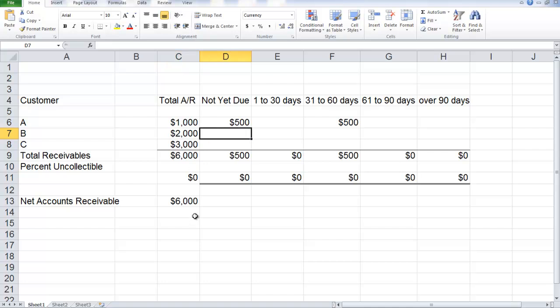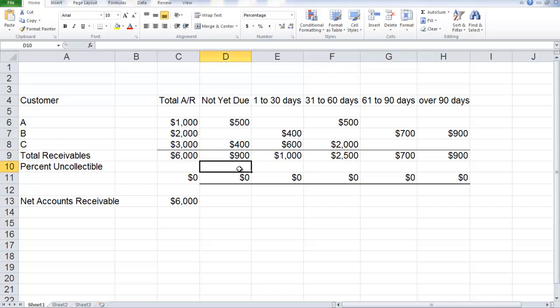Okay, so with customer B, $400 is 1 to 30 days late, $700 is 61 to 90 days late, and $900 is over 90 days old. Okay, then customer C has $400 not yet due, $600 is 1 to 30 days late, and $2,000 is 31 to 60 days late.